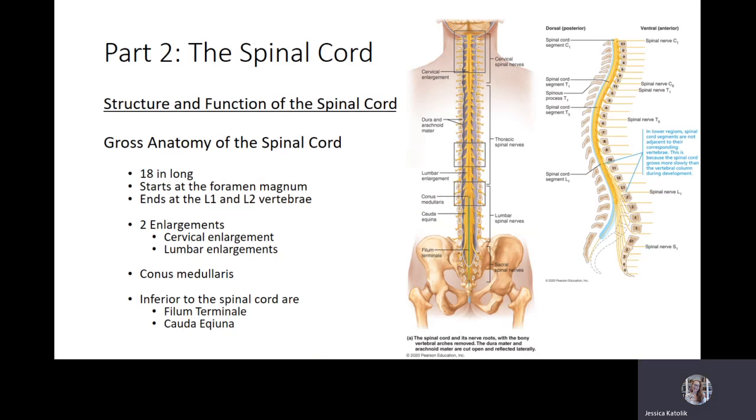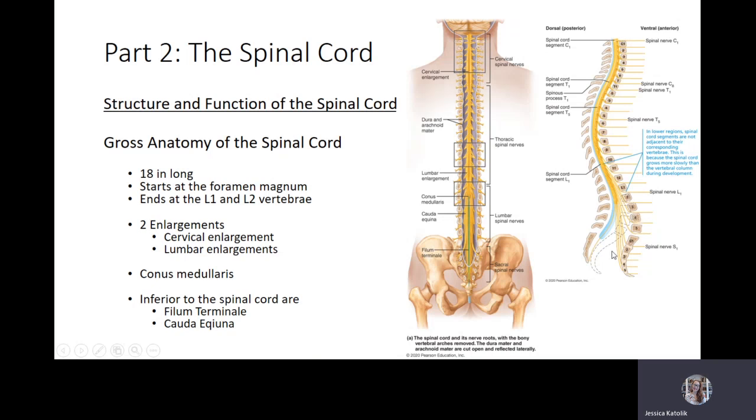So first, what we're going to do is look at the gross anatomy of the spinal cord. So what would the spinal cord look like if we dissected a cadaver? So let's look at this diagram. Here in this diagram, we've cut the vertebrae to expose the spinal cord, and we're going to discuss different regions of the spinal cord. Here we can see the posterior view, and here we can see the lateral view.